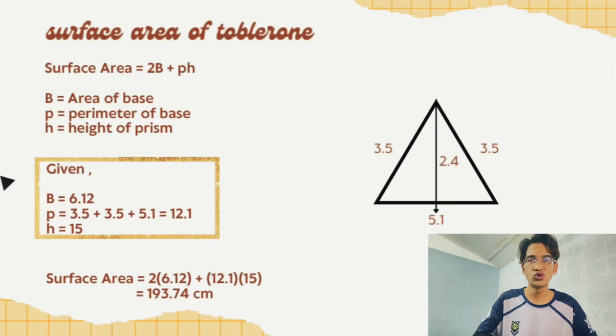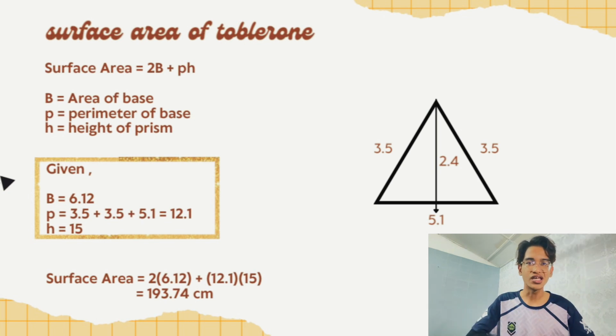For the second way, we have the formula given for surface area. So surface area is 2b plus ph, where b refers to area of base, p refers to perimeter of base, and h refers to height of prism. So the given information is b equal to 6.12, perimeter is 3.5 plus 3.5 plus 5.1. So the perimeter is 12.1 and the height of prism is 15 cm.